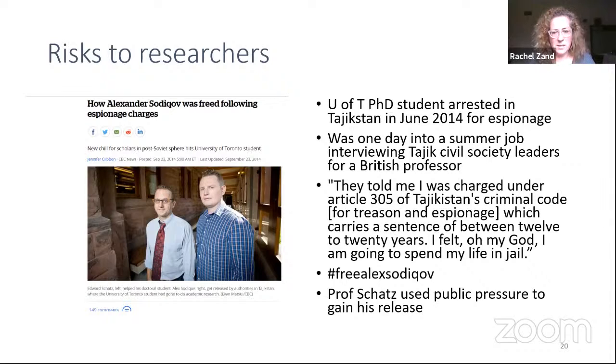Despite this, he was formally charged under Article 305 of the Criminal Code, high treason, which carried a prison sentence of 12 to 20 years. He was put into a pre-trial detention center, and his case was classified as top secret. After a much publicized campaign that his supervisor at the University of Toronto launched, the charges were dropped and he was returned to Canada in September of that year.